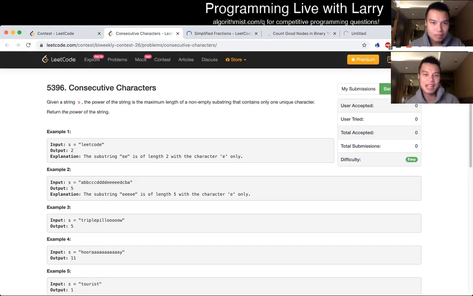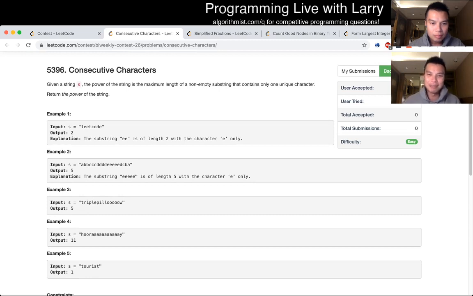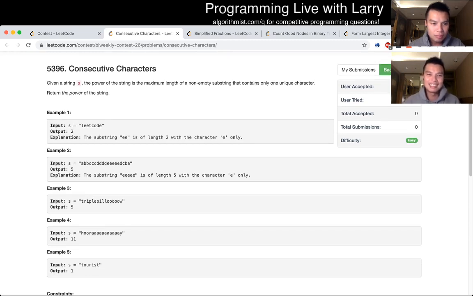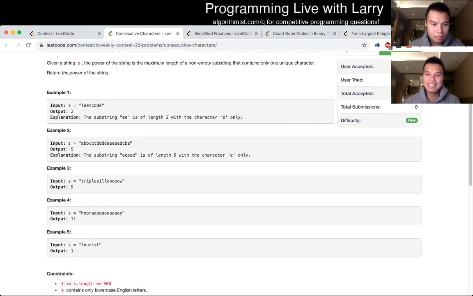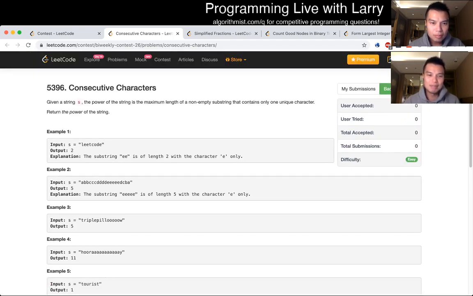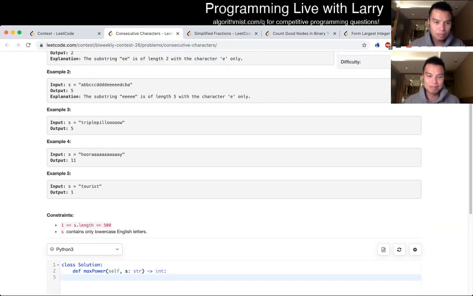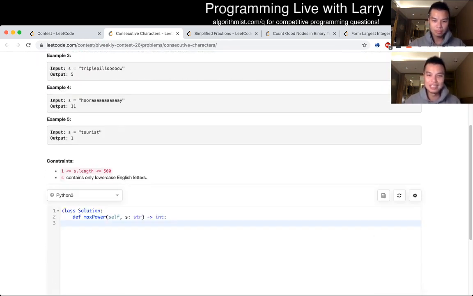First problem, consecutive characters. So yeah, this seems pretty straightforward. Even reading it, I was just making sure the way they phrased this problem was a little bit odd, so I was double checking that I understood it. Otherwise, it was straightforward, and I was like, okay, let's crank it out. Basically, you just keep track of how many consecutive characters you get, and then you take the max of that.